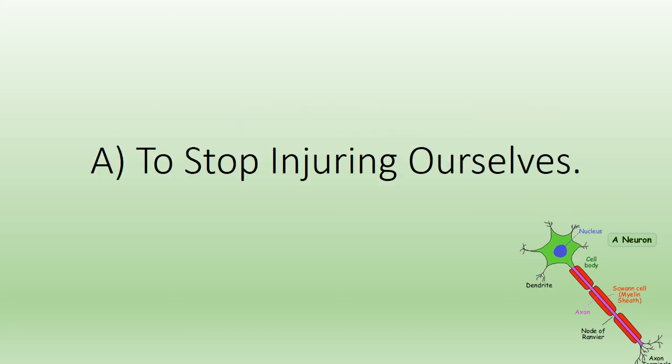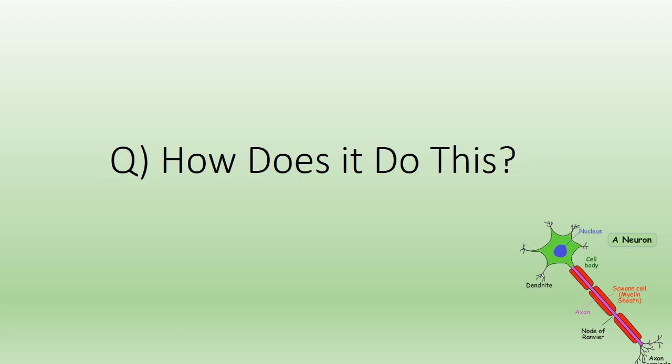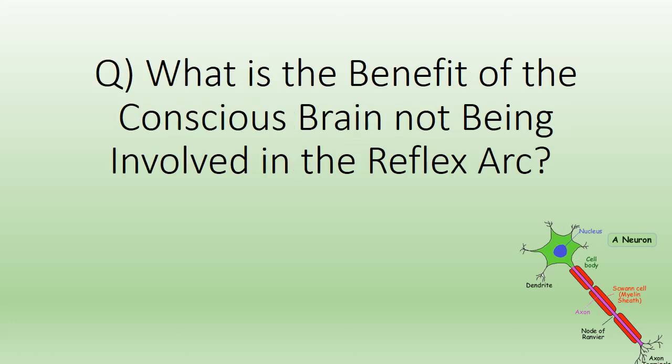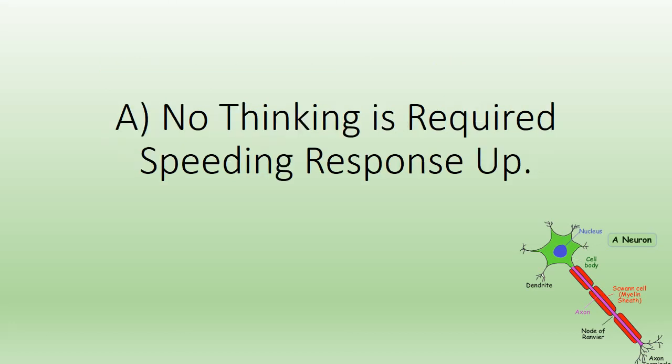Why do we have reflex actions? To stop injuring ourselves. How does it do this? The nervous system uses electrical impulses to allow very quick response. What is the benefit of the conscious brain not being involved in the reflex arc? No thinking is required, speeding up response time.